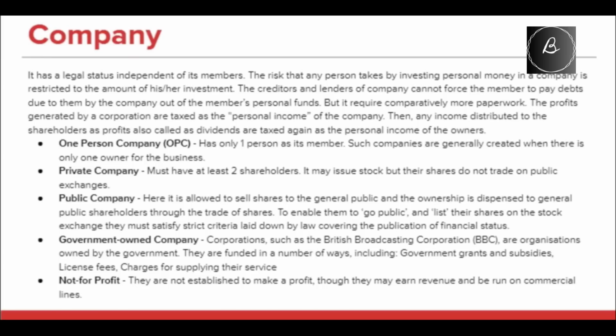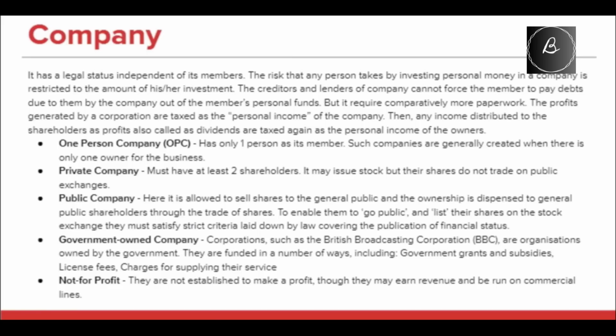As the name suggests, it has only one person as its member. Such companies are generally created when there is only a sole owner of the business. A private company must have at least two shareholders. It can issue stock, but their shares are not traded on public exchanges.